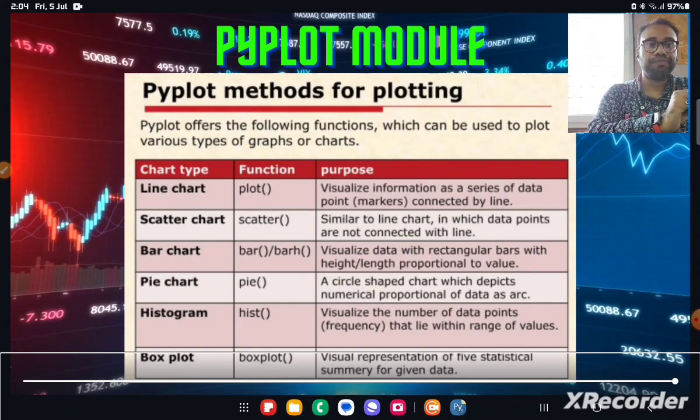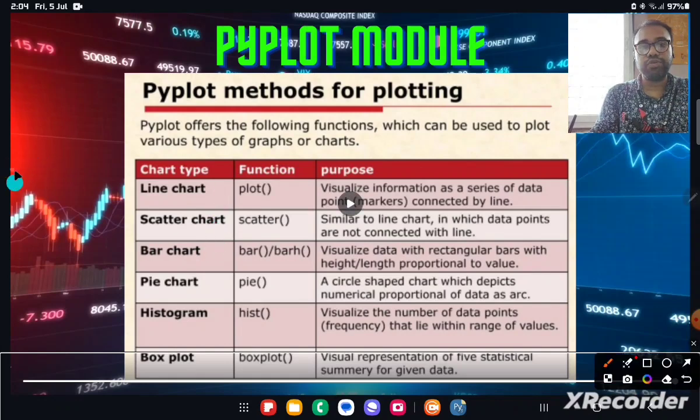Okay. So the main agenda, as we can see here, is that it will help you to plot any form of graph with the help of visible markers. So I would request everyone to focus on this word, markers.